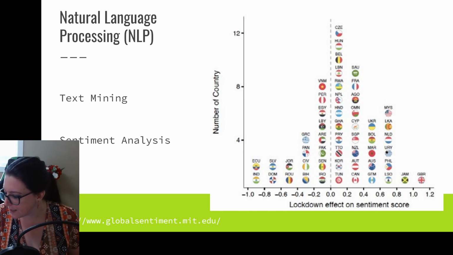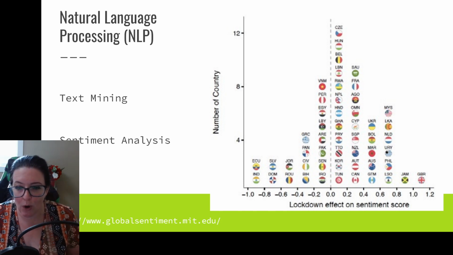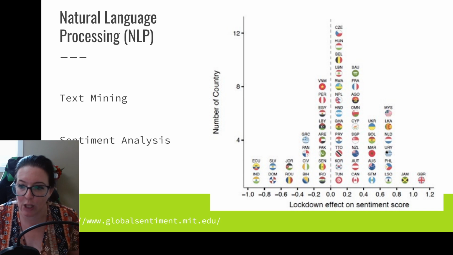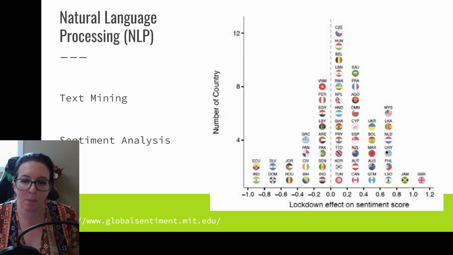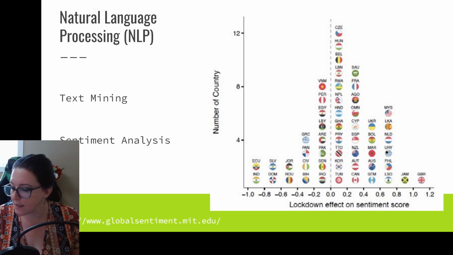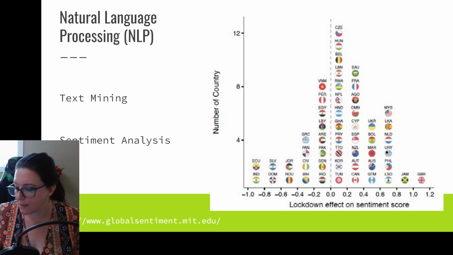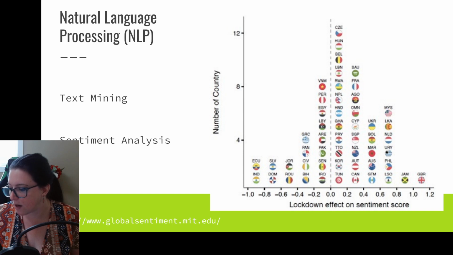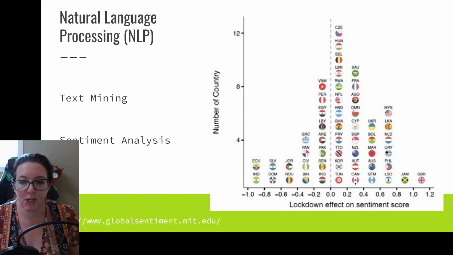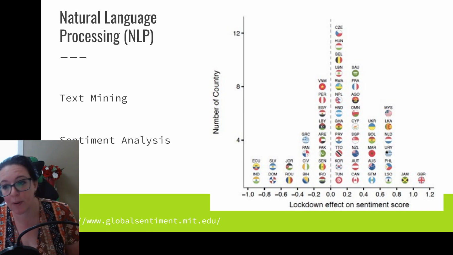So here you can see a sentiment score related to COVID-19 and lockdown. And so how did people feel? Were the comments more positive or negative on social media when the country decided to close businesses, restrict movement during COVID? And so you can see the ones on the right. In fact, you can see Canada right here. When there were more restrictions enacted, the comments on social media were more positive.